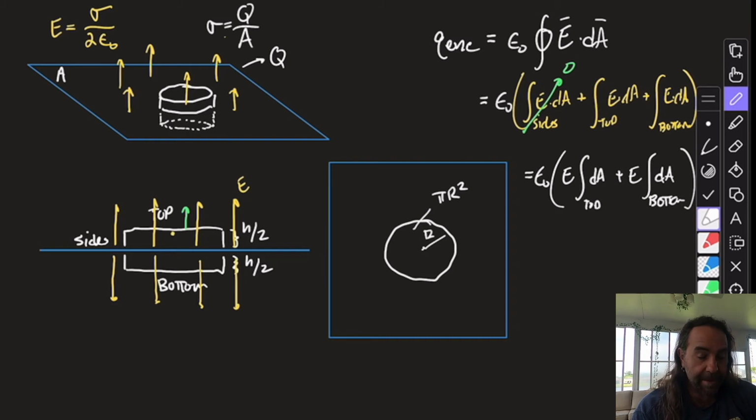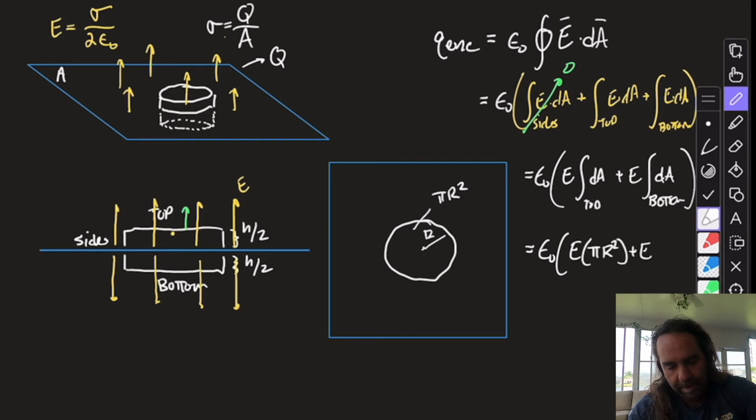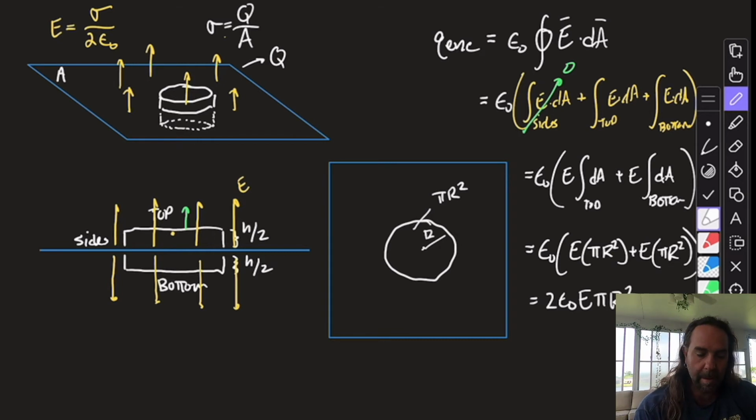And I believe, since I've centered my cylinder, the size of the electric field for the top is the same as the size of the electric field for the bottom, so those two E's are the same, which allows me to go one step further, which is to say that this is going to be E times pi r squared plus E times pi r squared, giving me the total flux, including my constant, 2 epsilon E pi r squared. That represents the right side.